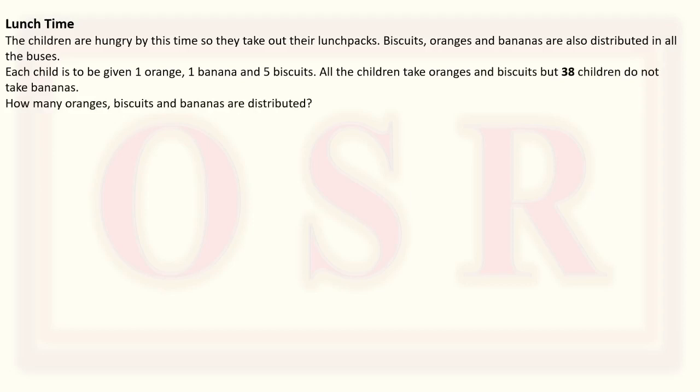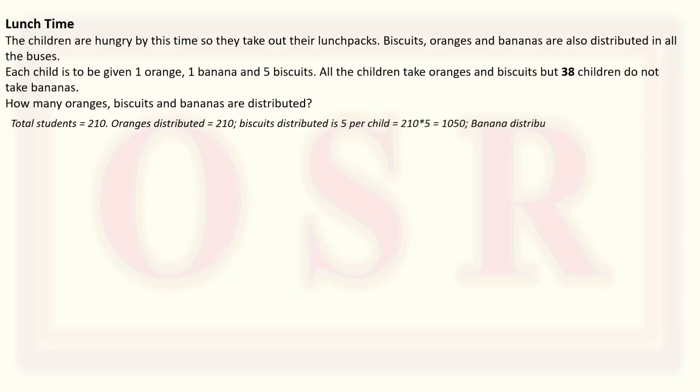Yes, calculate based on number of kids. Okay, total students is 210. So oranges distributed is 210, biscuits distributed is 5 per child, that is 210 into 5, 1050, and bananas are 38 less than that, which is 172, right?